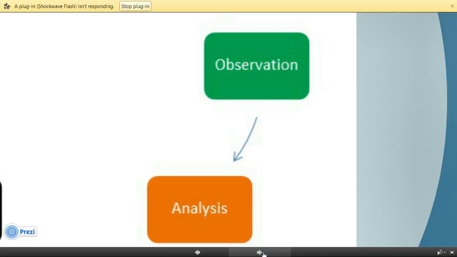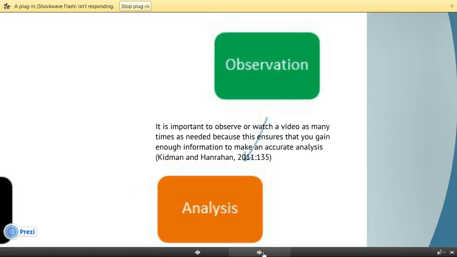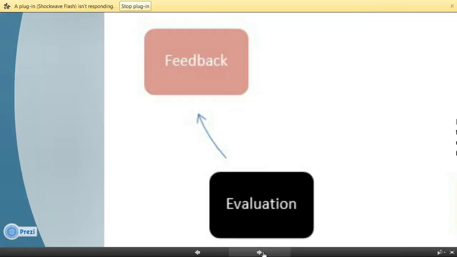One stage of the coaching process is observation, and observation of Tottenham's game occurred via video footage in order for notational analysis to be undertaken. Kidman and Hanrahan believed it was important to observe or watch a video as many times as needed to ensure you gain enough information to make an analysis. After observation and analysis, it is important that it is evaluated and feedback is given appropriately to identify what is expected of the team and what they are or aren't achieving.